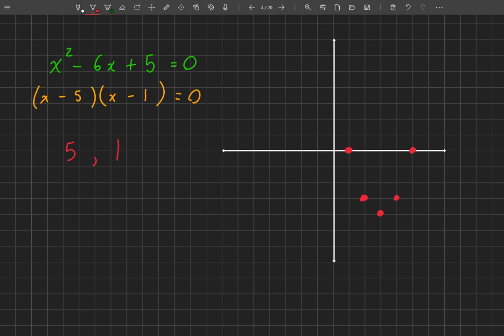There's all kinds of ways you can think about it, but just think about memorizing the shape and making the shape fit whatever distance you have between your 2 roots. And there we go. All right. Let's do another one.